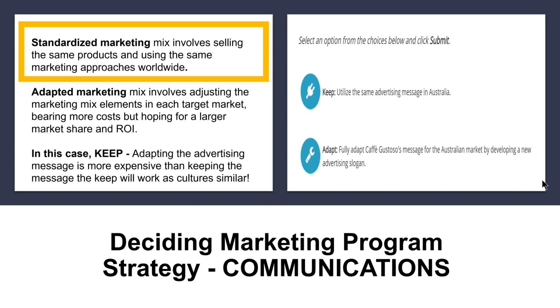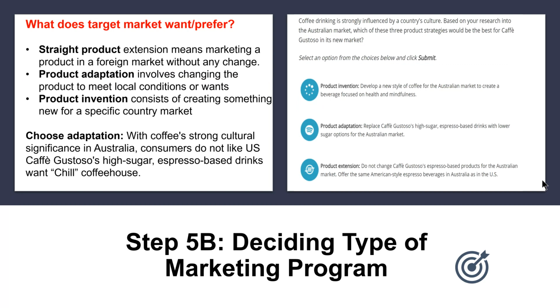You want to keep it the same as much as possible. And the reason being is because it's less expensive. And because the cultures of the United States and Australia are fairly similar, this is the best approach from a cost standpoint. If you were going to go to China, you might want to take the adaptive approach, which is always good in understanding your core market. So let's talk about the next step of identifying the marketing program.